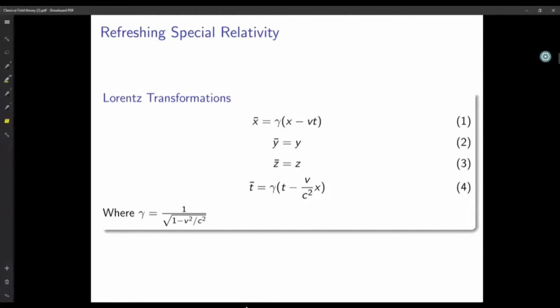So this set of Lorentz transformation equations essentially relate your transformed or your contracted length, which is x bar there, to your initial or your rest length, let's say, right? So here gamma is 1 by root 1 minus v squared by c squared, and yep, it's pretty basic stuff, right? So go on.